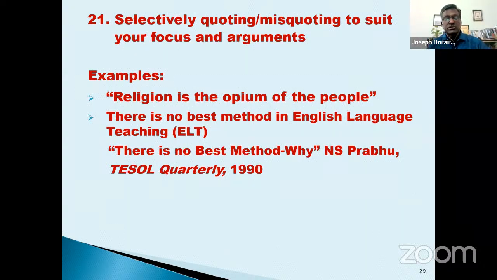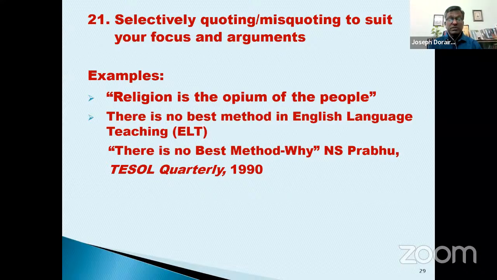Now, for instance, for students of English language and literature, particularly for students of English language teaching, ELT, there is a very famous researcher called N.S. Prabhu. He is known for the Bangalore project. In 1990, in one of the leading journals of the world as far as ELT is concerned, TESOL Quarterly, he published a paper called "There is no best method. Why?" Now some student writes, according to N.S. Prabhu, there is no best method when it comes to English language teaching.